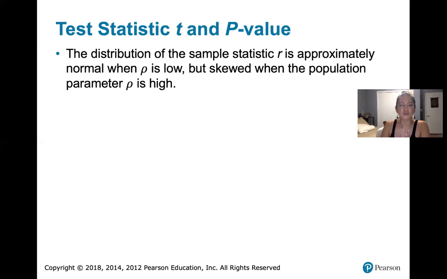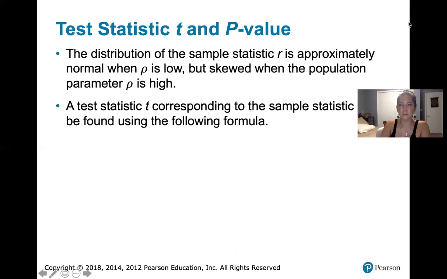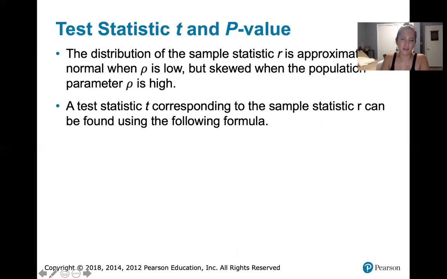Well, when the true population linear correlation coefficient is of low value, the distribution of the sample statistic r is approximately normal. But when the population parameter rho, that's the linear correlation coefficient for the population, is high, that distribution of the sample statistic r tends to be skewed. But we can find an approximate value of our test statistic t using the formula below. This is a test statistic t from a student t distribution that corresponds to our sample statistic r.